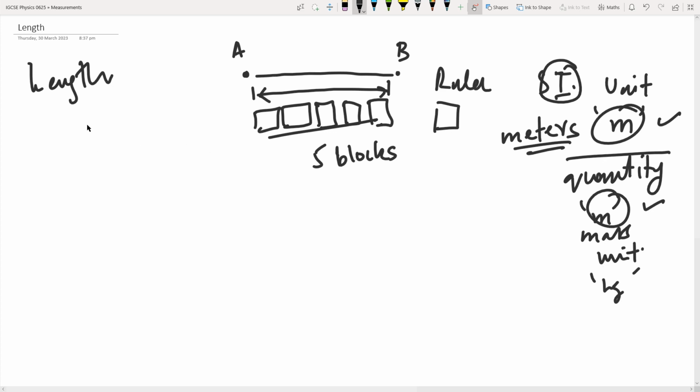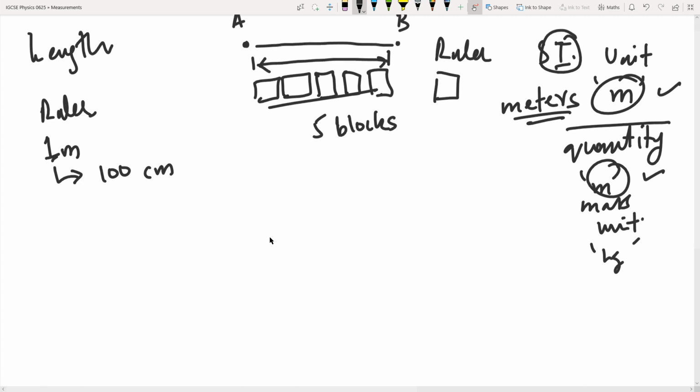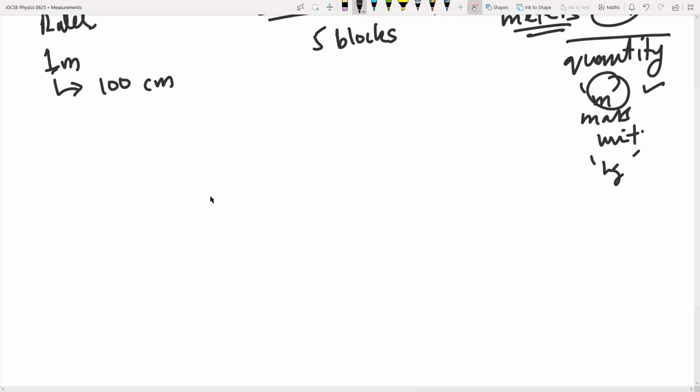Okay, so measuring length, we can use a ruler, right? A ruler actually has 1 meter in length in total, which is further, you can say, about 100 centimeters. So if we look into the fact of conversion, I'm going to put 1 meter here, right? And I can say, 1 millimeter, right? And milli is actually division by 1,000.